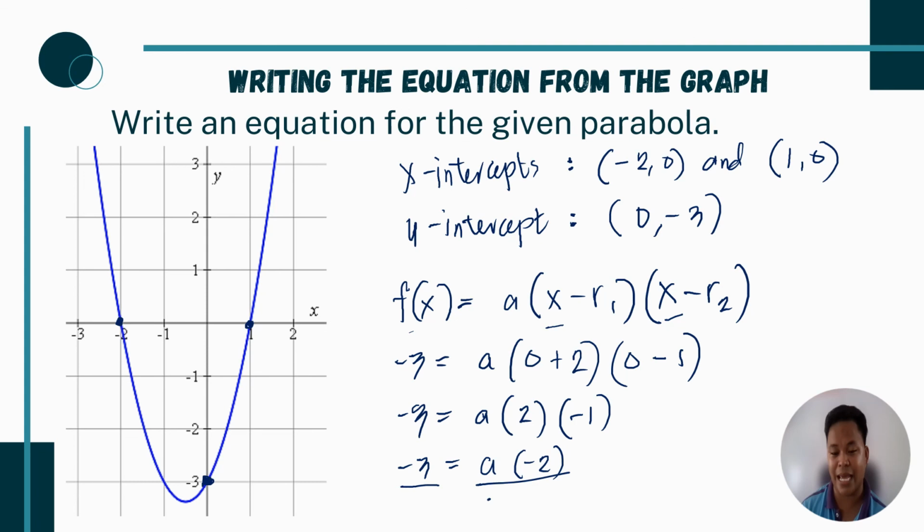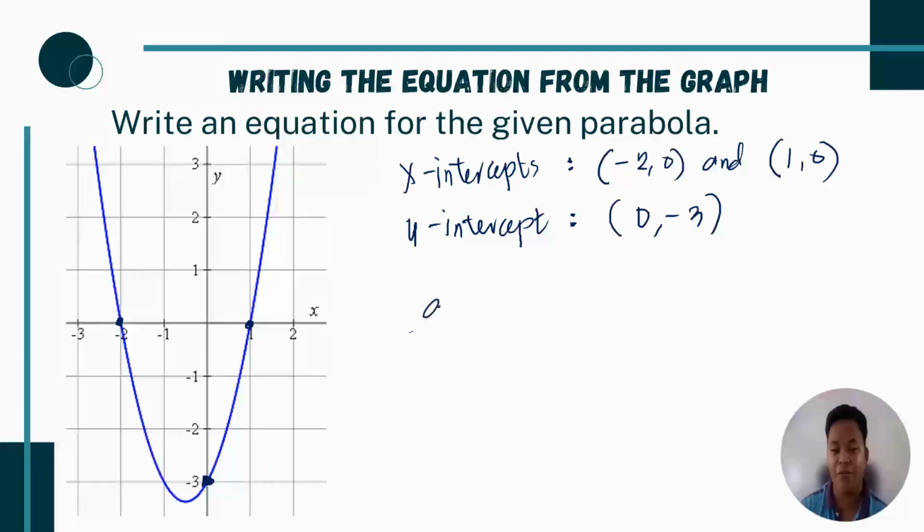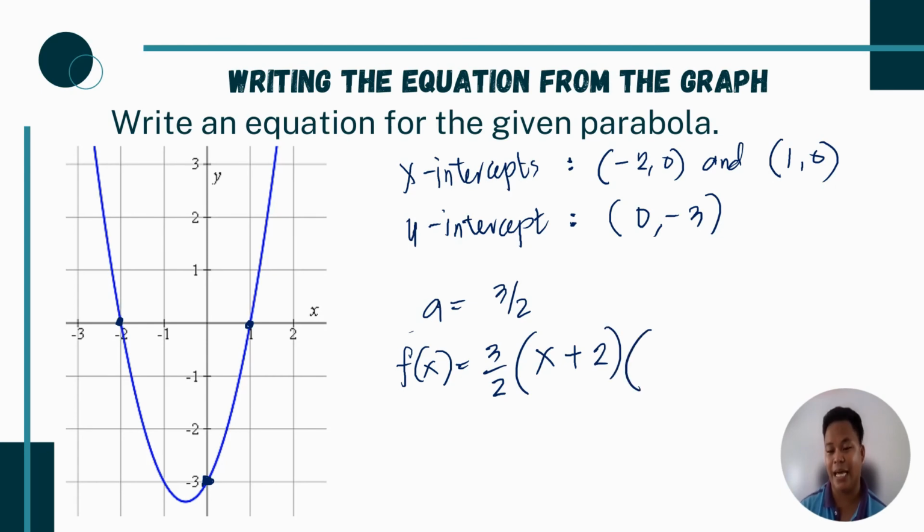And we have negative 3 here, equals to a, 2 times negative 1 is negative 2. Dividing both sides by negative 2, therefore, a is equal to positive 3 over 2. We have determined the value of a, which is equal to 3 over 2. Then, the function f of x is equal to 3 over 2 times x plus r sub 1. Magiging plus na po siya kasi negative 2 po. And x minus 1 since positive 1 po siya. So, ito po yung ating equation ng parabola in intercept form po.